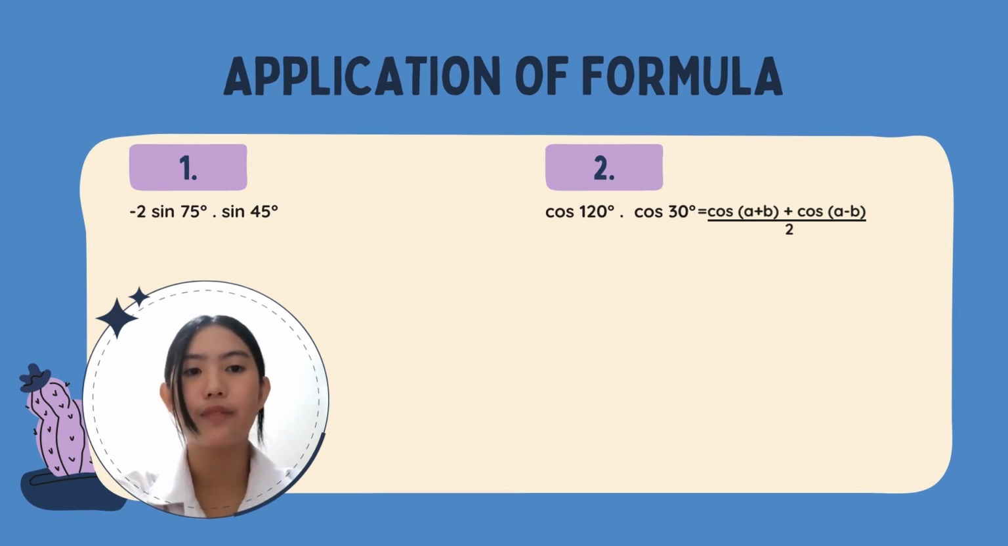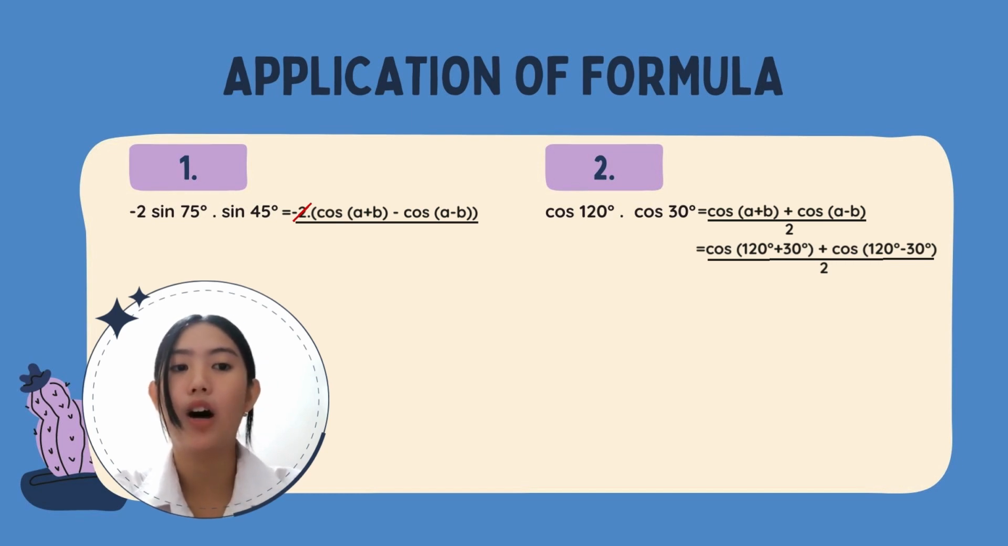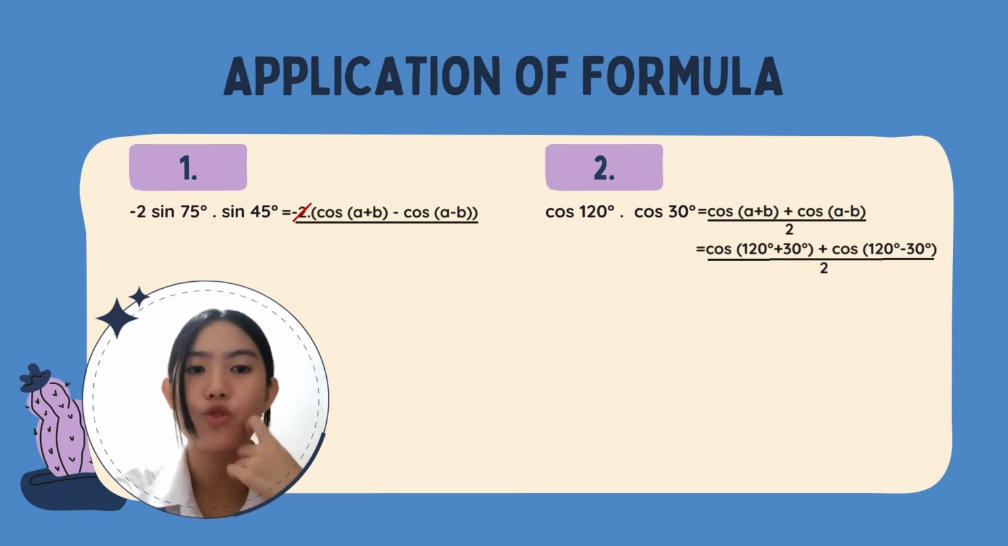And then insert the value of A and B. So write down cos(120 degrees plus 30 degrees) plus cos(120 degrees minus 30 degrees) over 2. And then just add and subtract them.